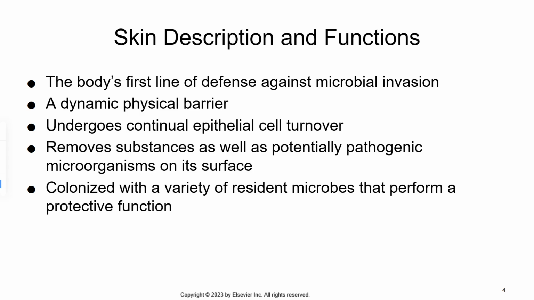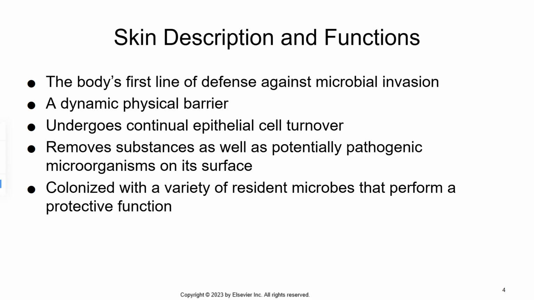It undergoes continual epithelial cell turnover, so cells are continuously being produced from the bottom layers of the skin, and they work their way up where they eventually fill with keratin and die as they get toward the surface. And then those cells are going to slough off and be replaced by the underlying layers of cells. It removes substances as well as potentially pathogenic microorganisms on its surface.